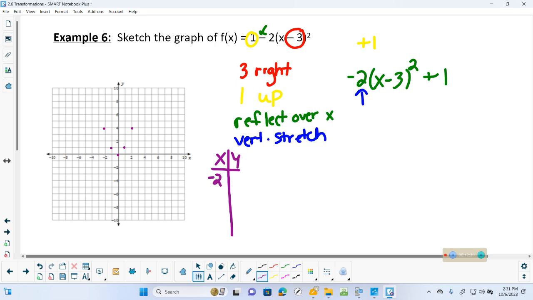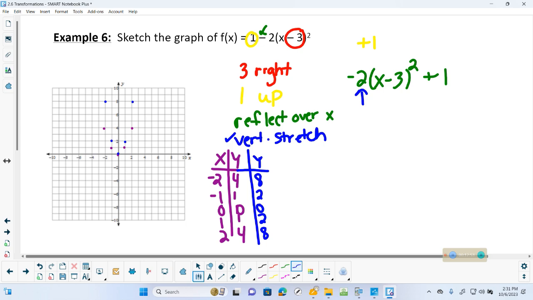So I'm just listing my points again. 0, 0, 1, 1, 2, 4. Got it. And now of course if I do the stretch, I'm going to double all of these. So 4 times 2, 1 times 2, 0 times 2, 1 times 2, 4 times 2. So I'm going to start with plotting the stretch part. I'm just going to check it off that I did it here. So -2, 8, -1, 2, 0, 0, 1, 2, 2, 8.